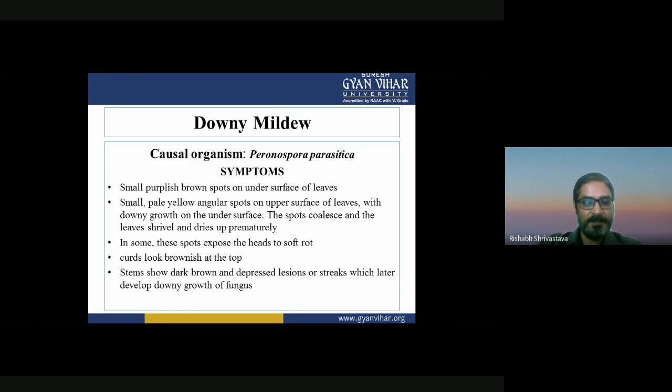In some, these spots expose the heads to soft rot. Heads look brownish at the top. Stems show dark brown and depressed lesions or streaks, which later develop downy growth of the fungus.